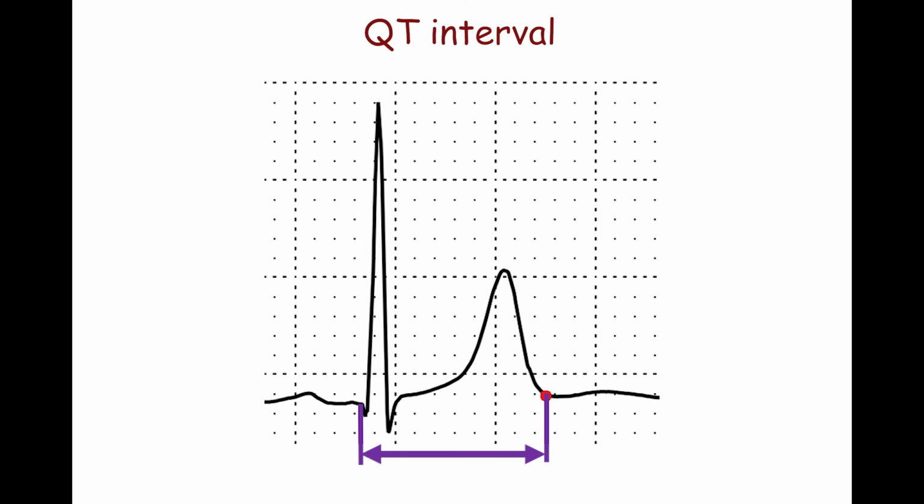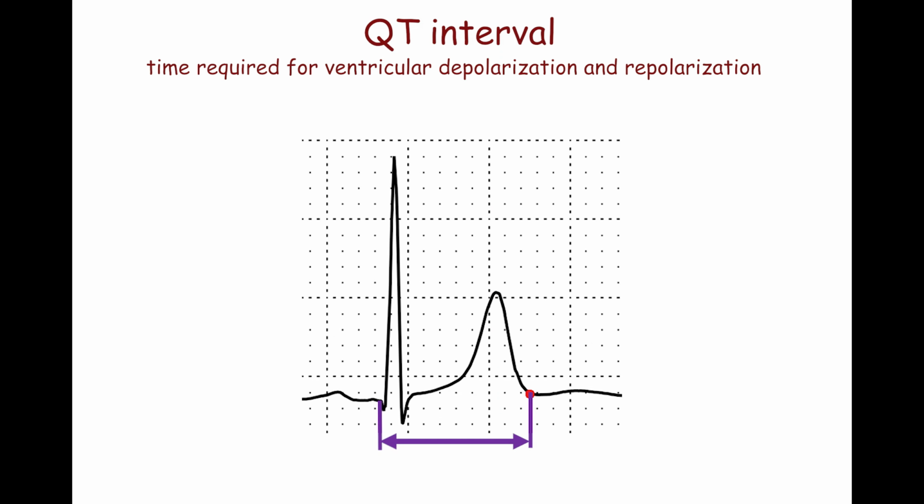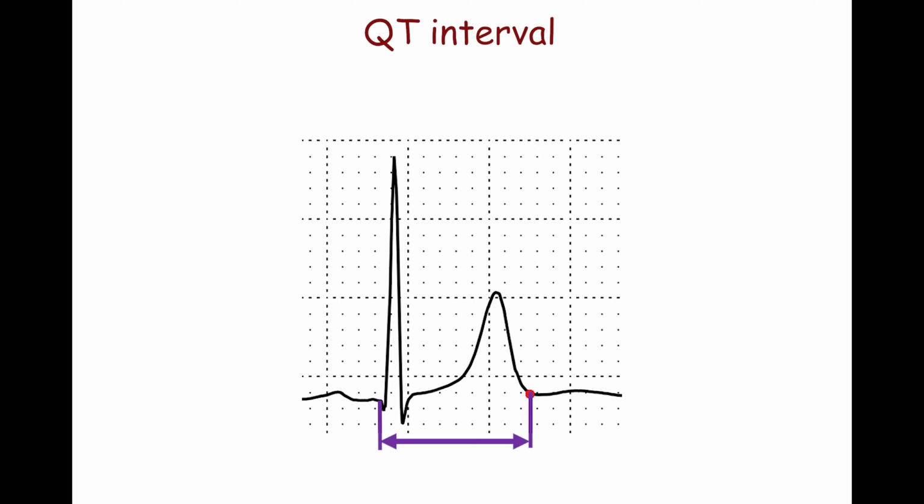The QT interval is the time between the beginning of the QRS complex and the end of the T wave. It represents the time required for ventricular depolarization and repolarization. The QT interval is measured in lead 2 or alternatively in leads 1 and V5. It can be difficult to define the end of the T wave because the last one can gradually merge with the isoline or the U wave can merge with the T wave.